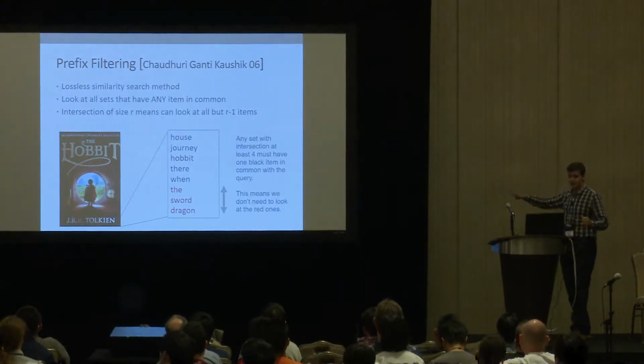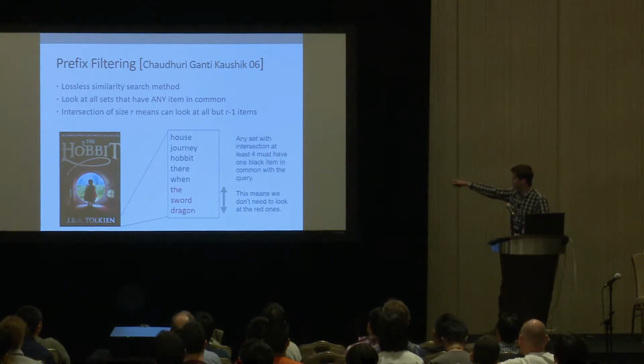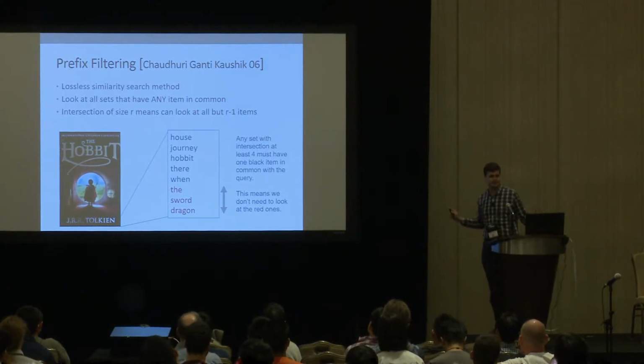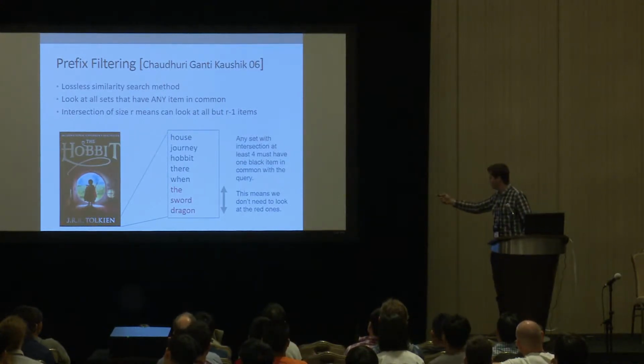Then I go to there, I go to win. Those are going to be terrible, very, very slow. But when I get to the very bottom, let's assume that I'm looking for a set with intersection of size at least 4. Just basic pigeonhole principle. We're going to need to have one black item in common with the query.